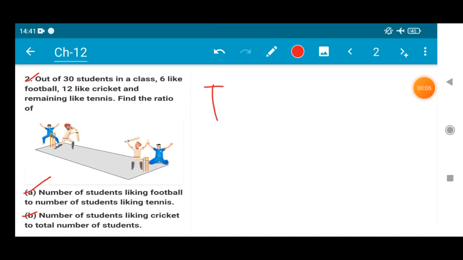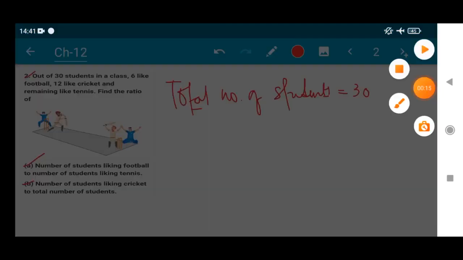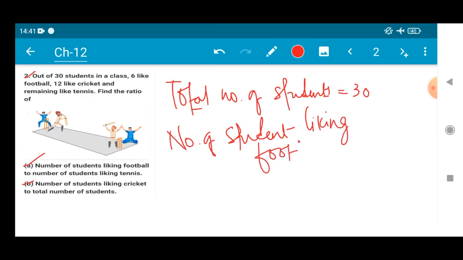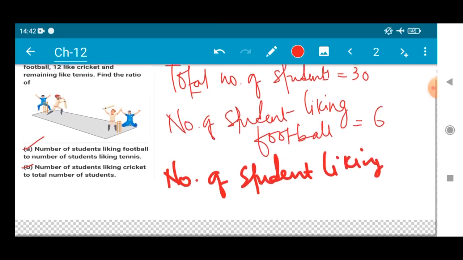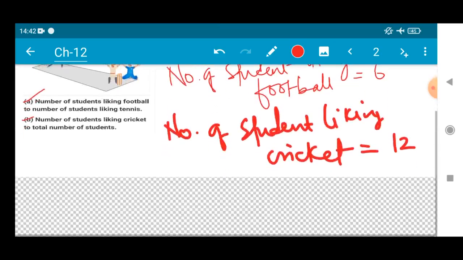First and foremost thing given is the total number of students. So let us write total number of students, which is equal to 30. Right? Now, how many students are liking football? Number of students liking football is equal to 6. Yes. Now, number of students liking cricket is equal to 12, and the rest they are liking tennis.